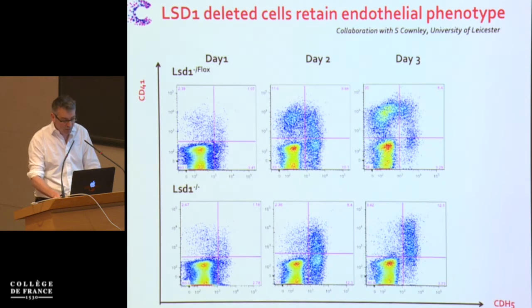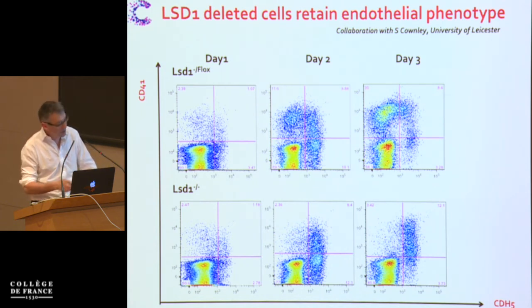So this was done with a drug. So we were a little bit afraid to base everything on a drug. So we were lucky enough to get from Sean Conley at the University of Leicester an inducible LSD1 knockout. And this was important because LSD1 is required for mesoderm development. So we really induce the deletion when we do this blast colony assay. This is what happens if you don't delete it. You see this transition, the endothelial cells upregulating CD41 and downregulating endothelial markers.